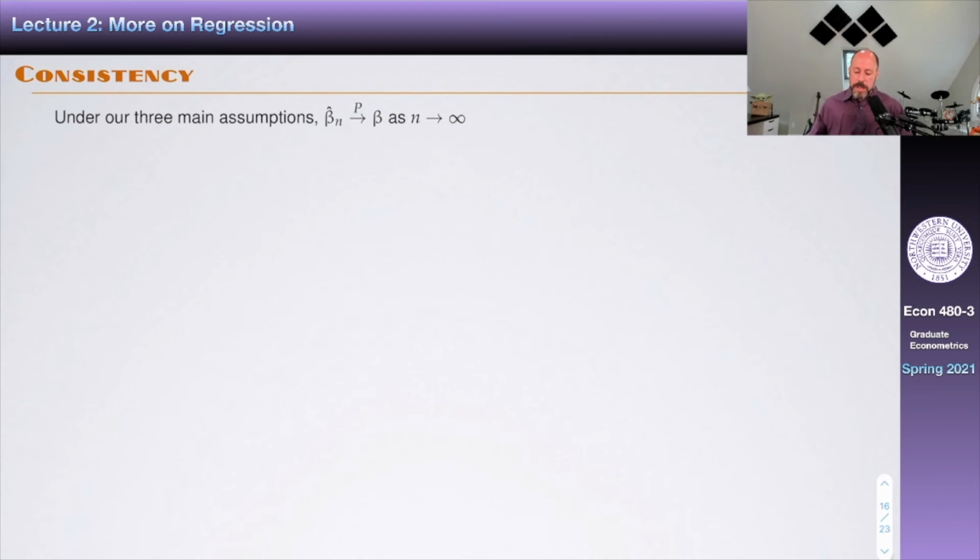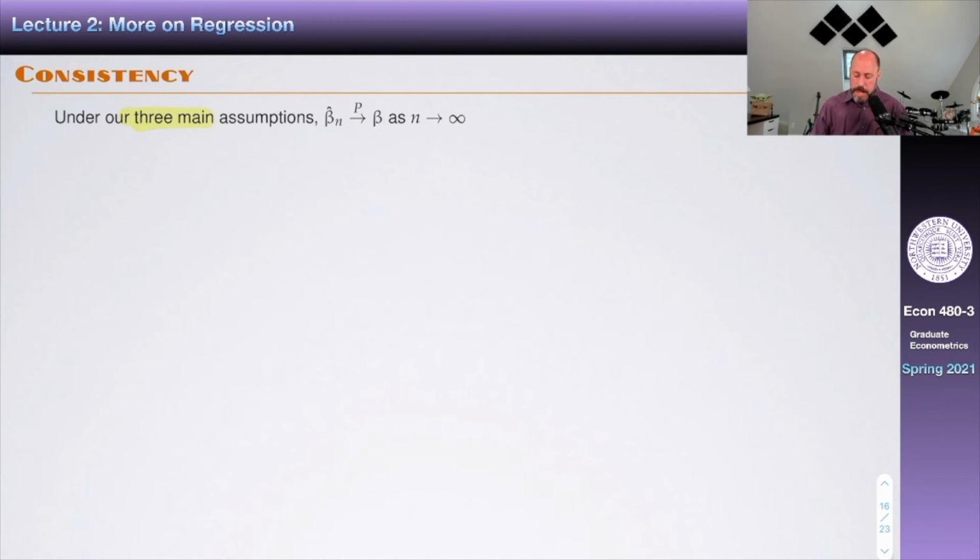In the first case, we're going to describe them. The first one is called consistency. It says, under our main three assumptions, beta hat converges in probability to beta as the sample size goes to infinity. One thing I want to highlight here is that, as opposed to the other assumptions that we describe, consistency just follows from the three main assumptions that we described in the first class. We don't need to add anything special. And the proof is actually very simple.